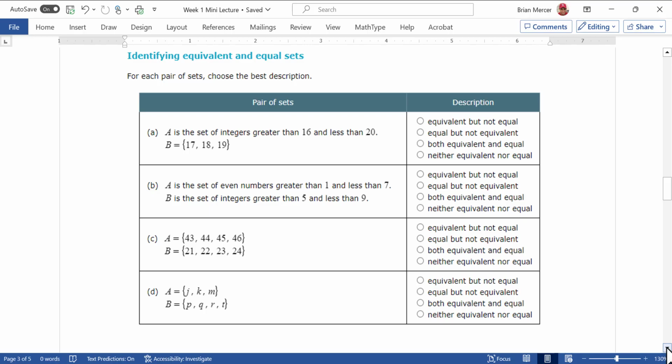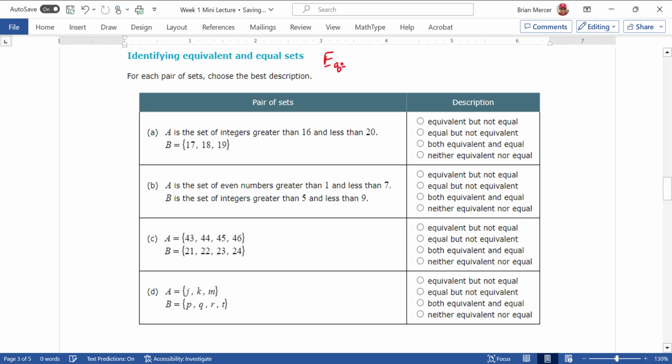So for this question, we are asked to identify equivalent and equal sets. So the real key there is knowing the definitions of equivalent and equal. So before we do anything else, let's just remember something.